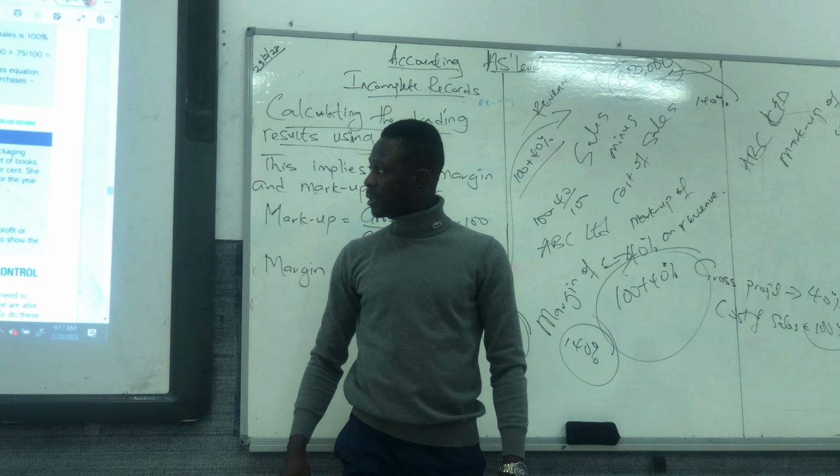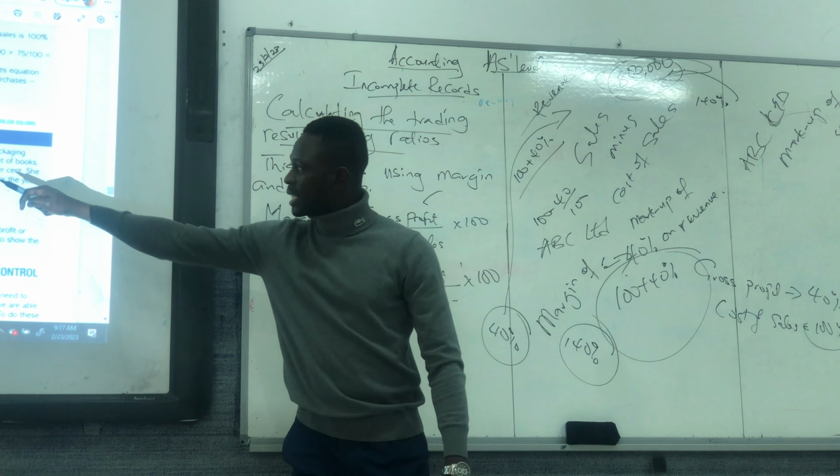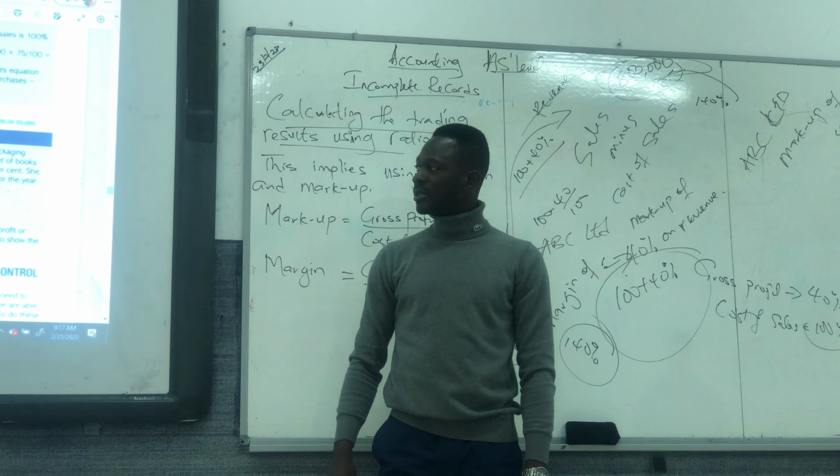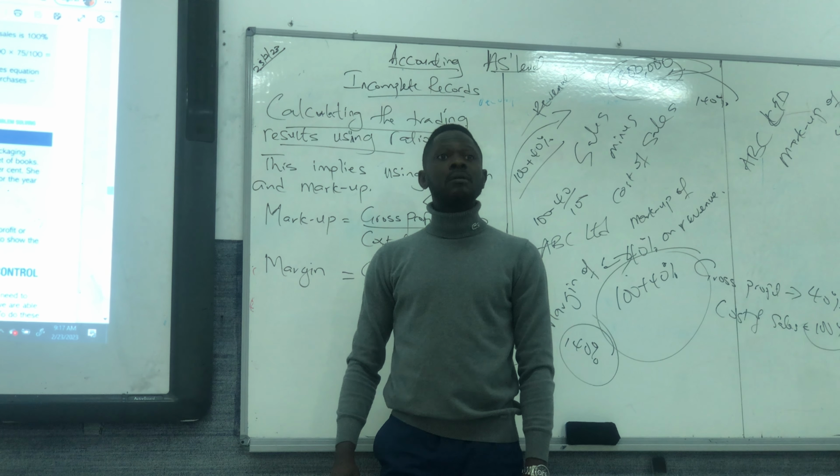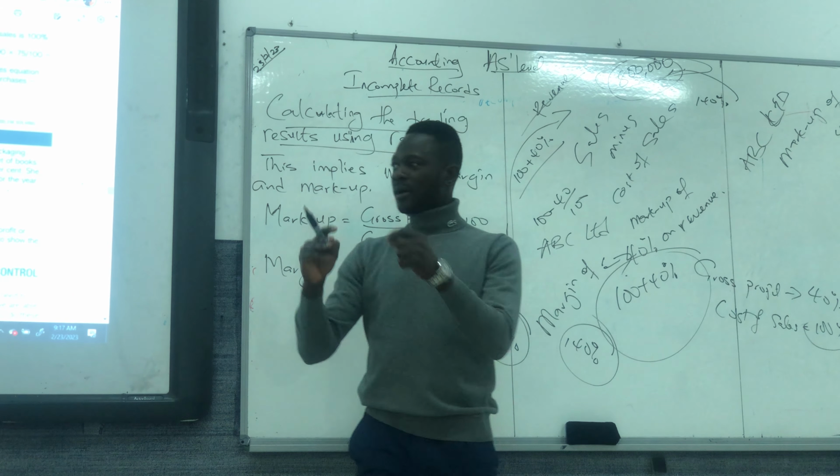180,000 divided by 150,000. When you take this away from this, you get 450,000. When you take 630 from 180, you get 450,000. Revenue minus gross profit, which is cost.